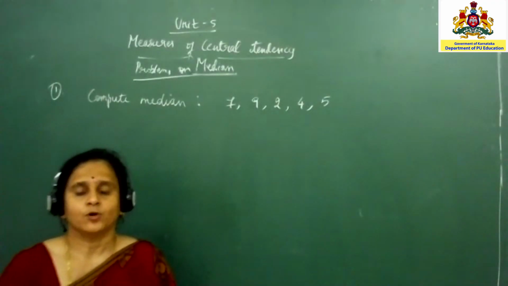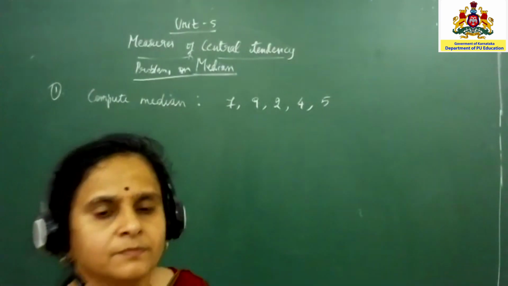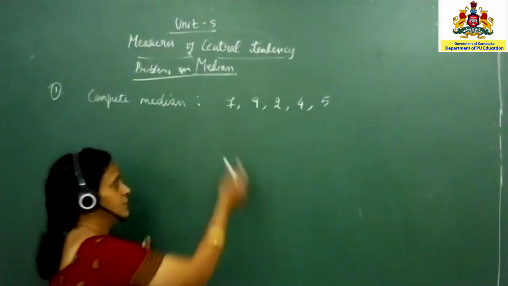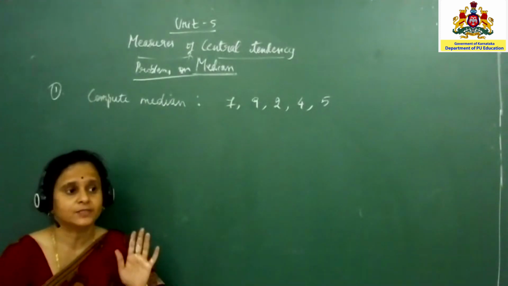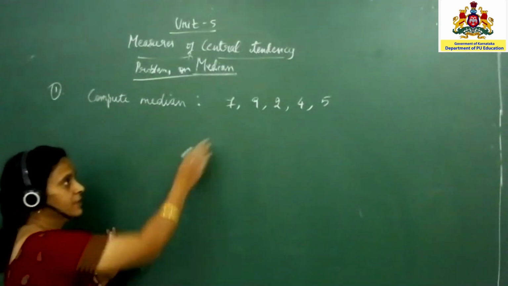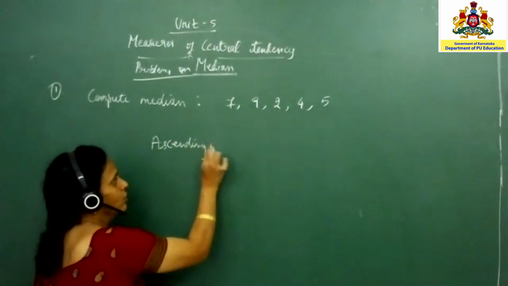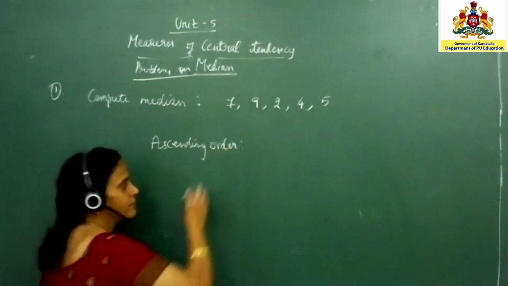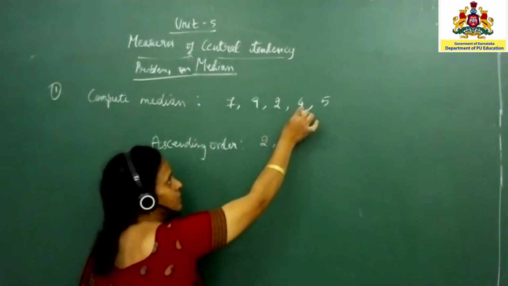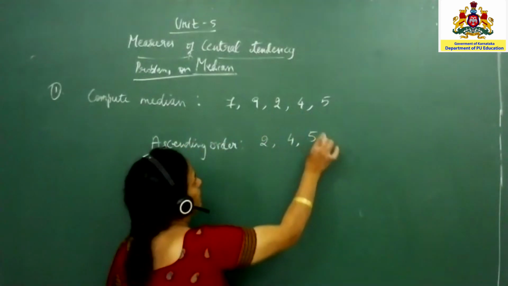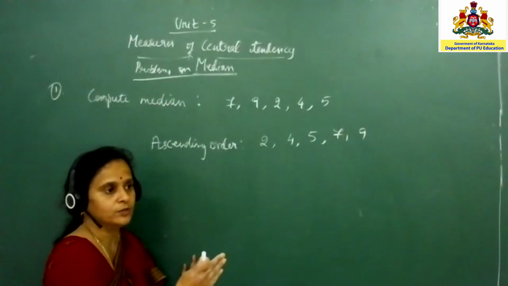Let's start with the problems on median. To start with, the very first data is in raw form, without any frequencies. Whenever it is in raw form, the first step is to arrange it in ascending order, from lowest to highest value. The lowest value is 2, next is 4, next is 5, next is 7, next is 9. So I arranged it in ascending order.